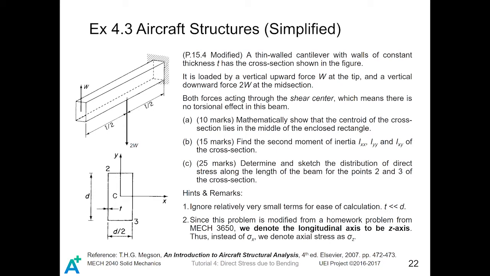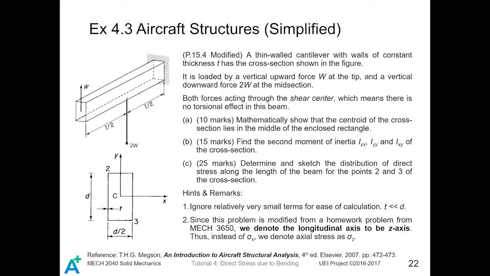Now let's deal with an example of aircraft structures. It is actually a problem that comes from McCann's aircraft structures. I simplified this problem such that it is suitable for you to deal with. A thin-wall cantilever with walls of constant thickness t has the cross-section shown in the figure.